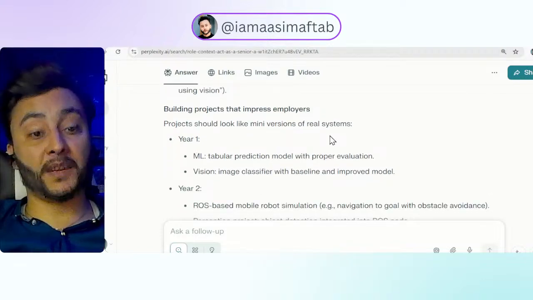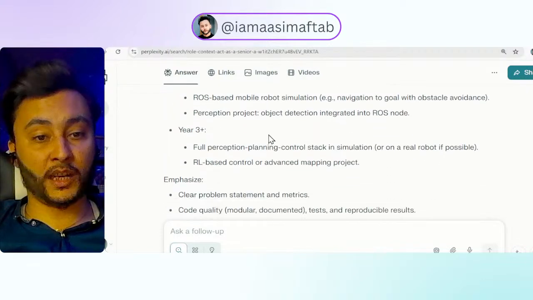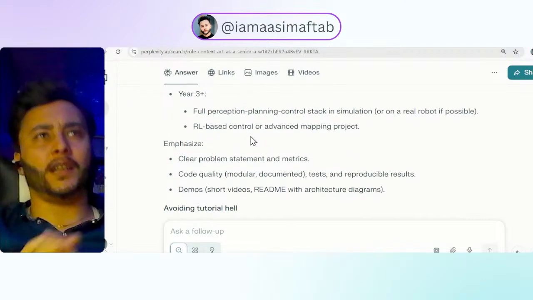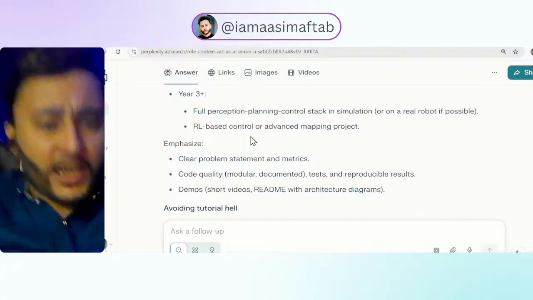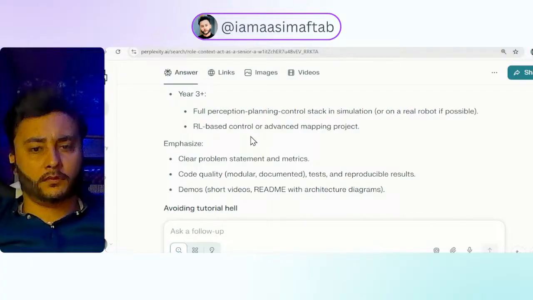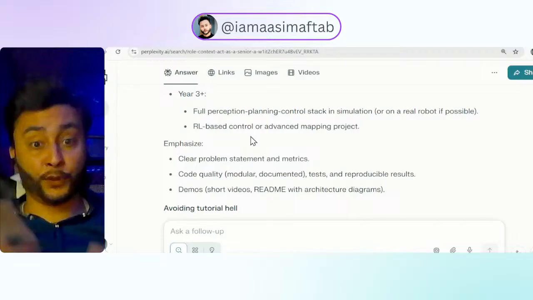Building projects that impress employers. Year one, that project. Year two, that project. Year three, that. Which university tells you that? The only focus is on the theoretical part.